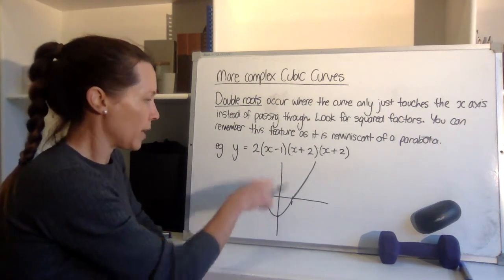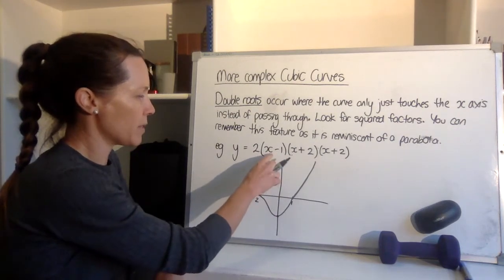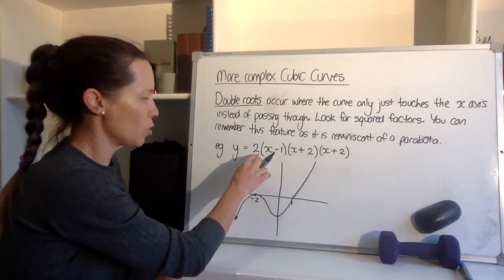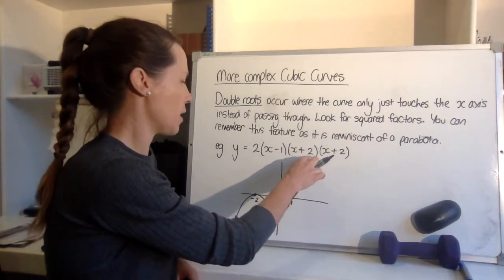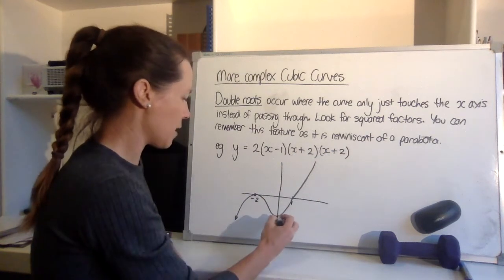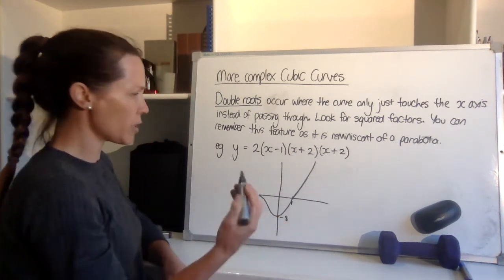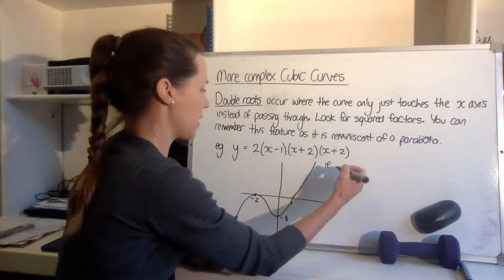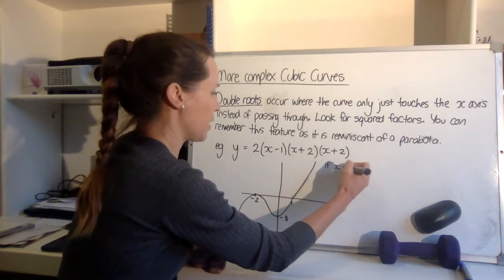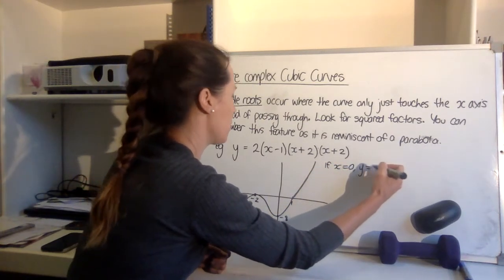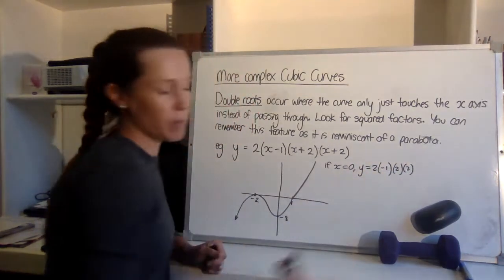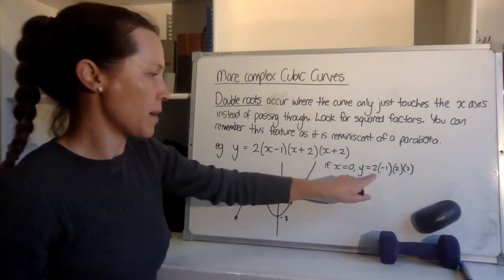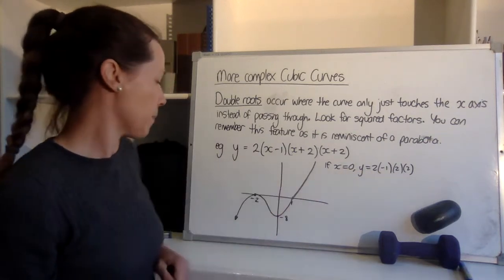To find this point, I let x equal 0. So that means this section here is negative 1. So I've got 2 times negative 1 times 2, which is negative 4, times 2, which is negative 8. If you want to actually set it out, you could say if x equals 0, y equals, and then you've got 2, negative 1, 2, 2, and a lot of people will find it easy to write that out just to make sure that they don't make a mistake.